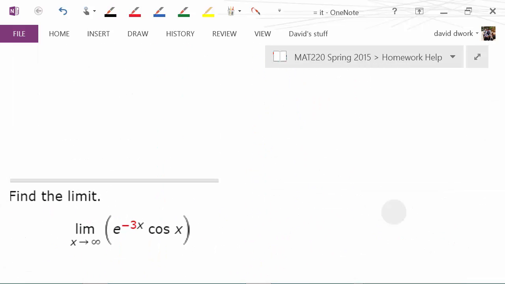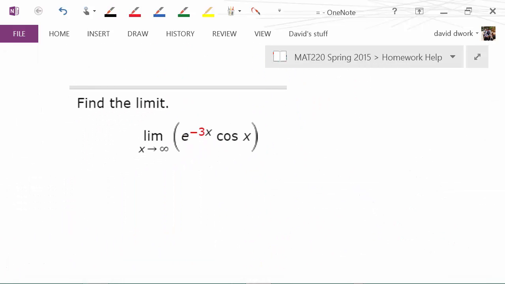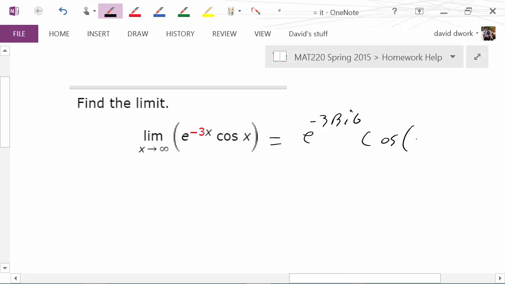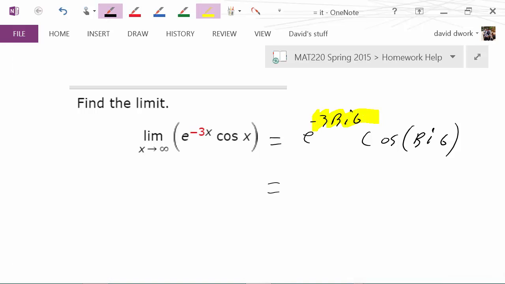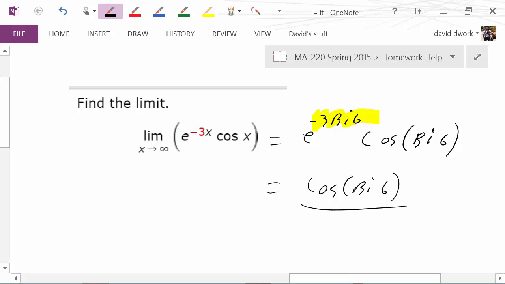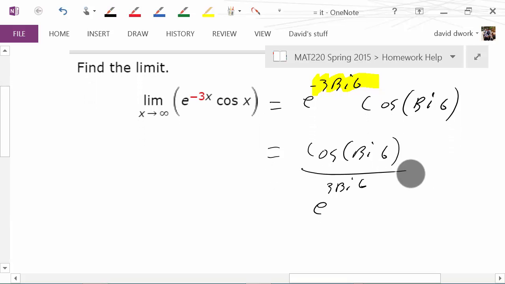Okay, so one more problem sometimes people like to run into is trig. So when we look at this problem, we're going to use very similar logic. So we're going to say this is e to the negative 3 big times cosine of something very, very large. So now, if we evaluate the negative exponent, it might help us out a little bit. Because what is a negative exponent? Well, it can be rewritten as the same number, just non-negative in the denominator.